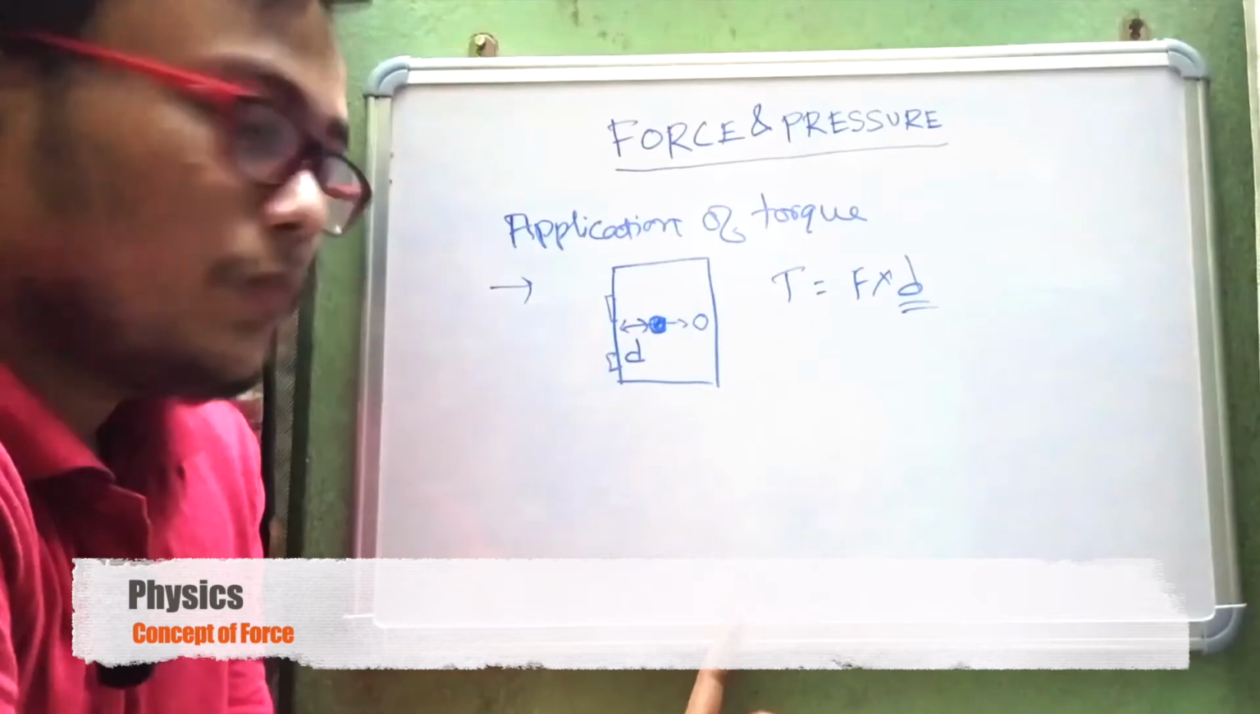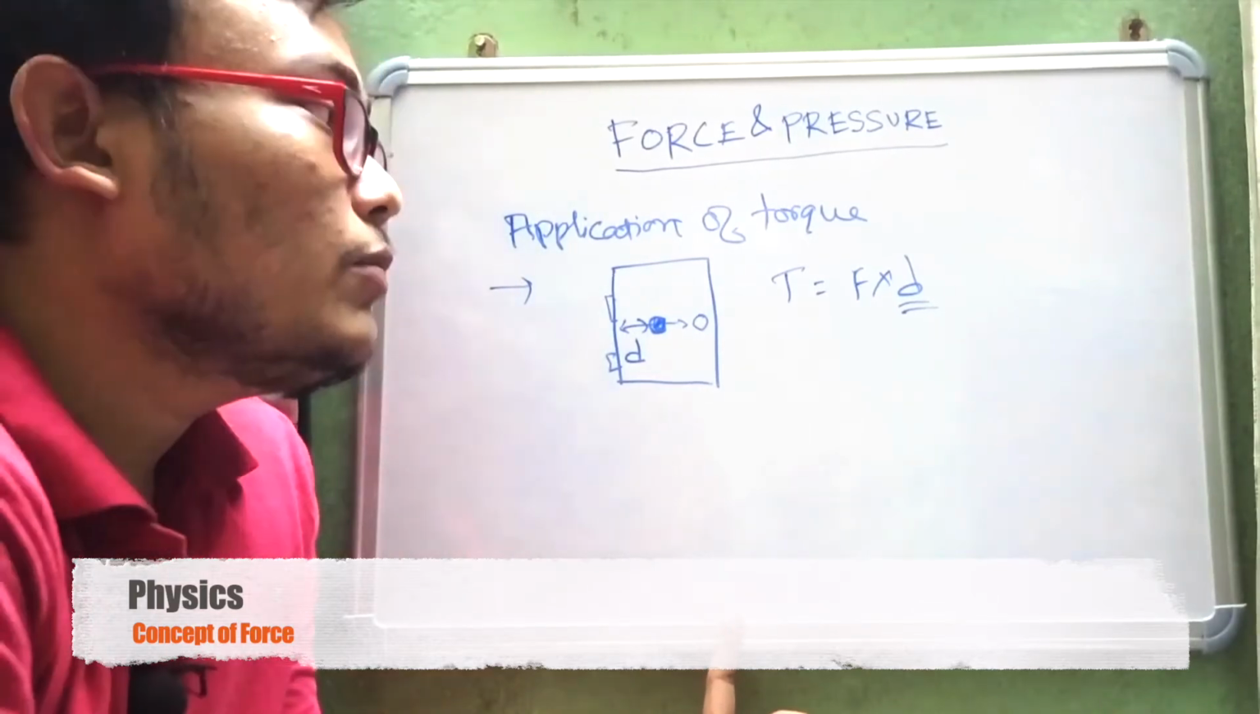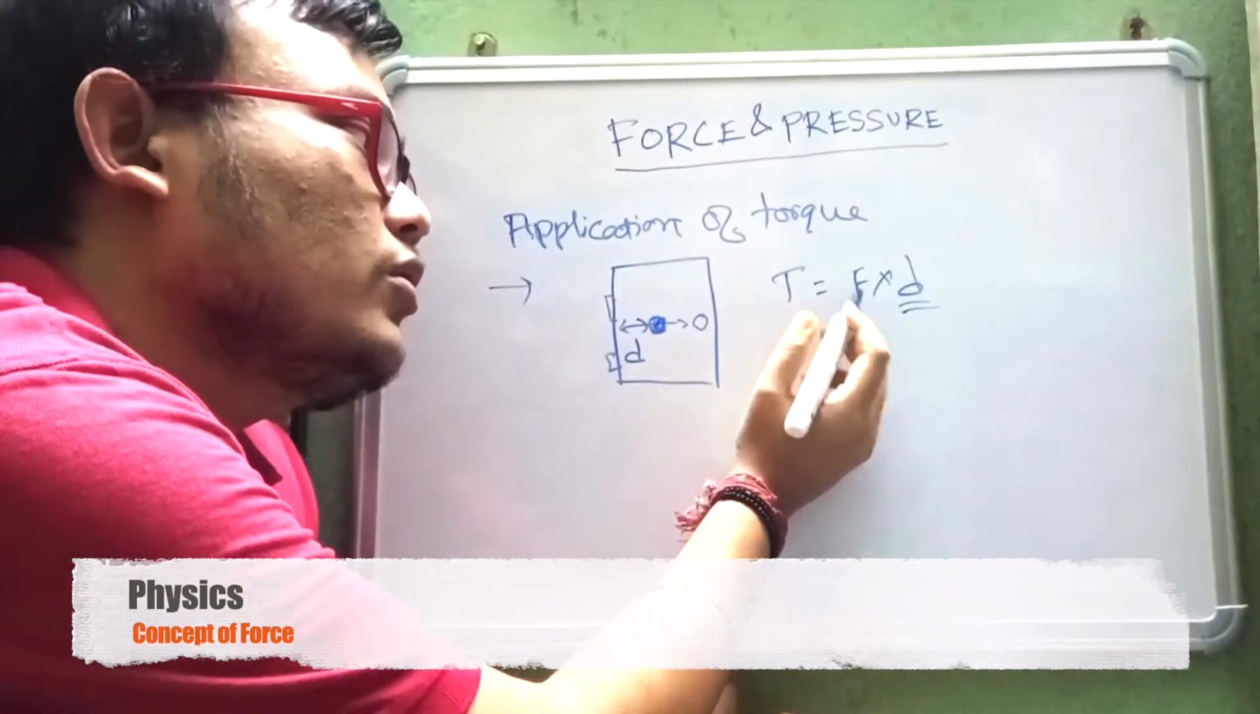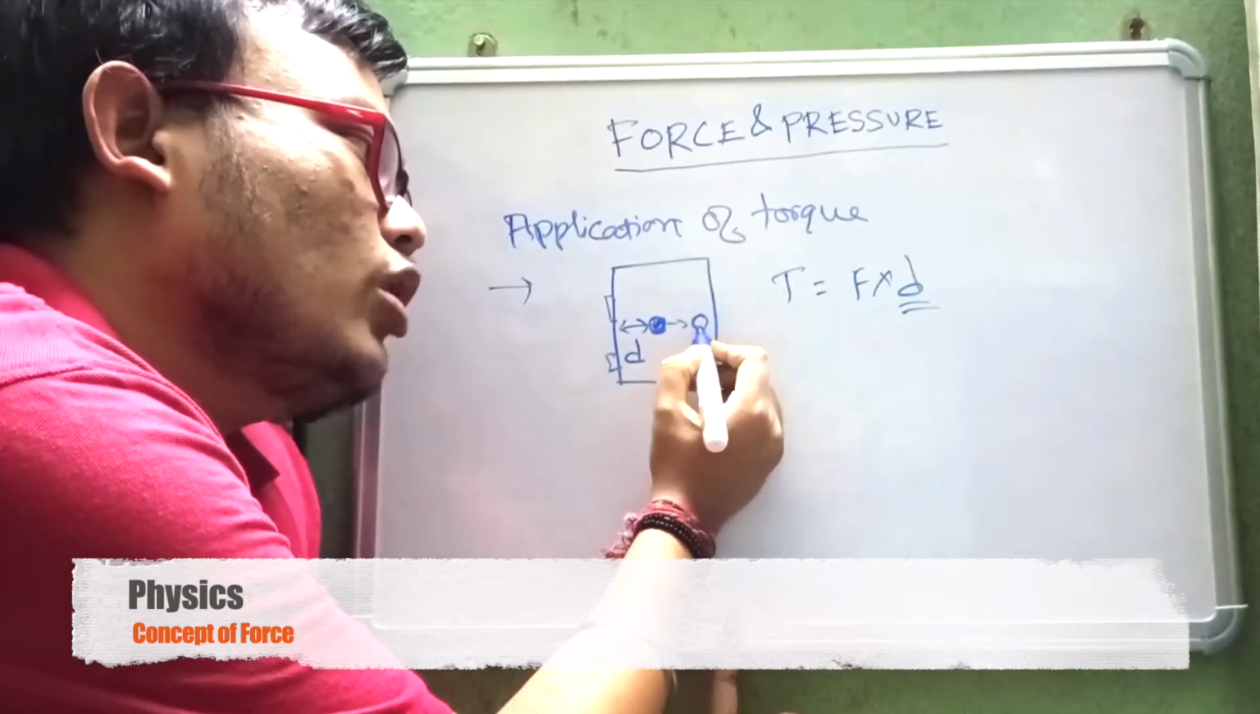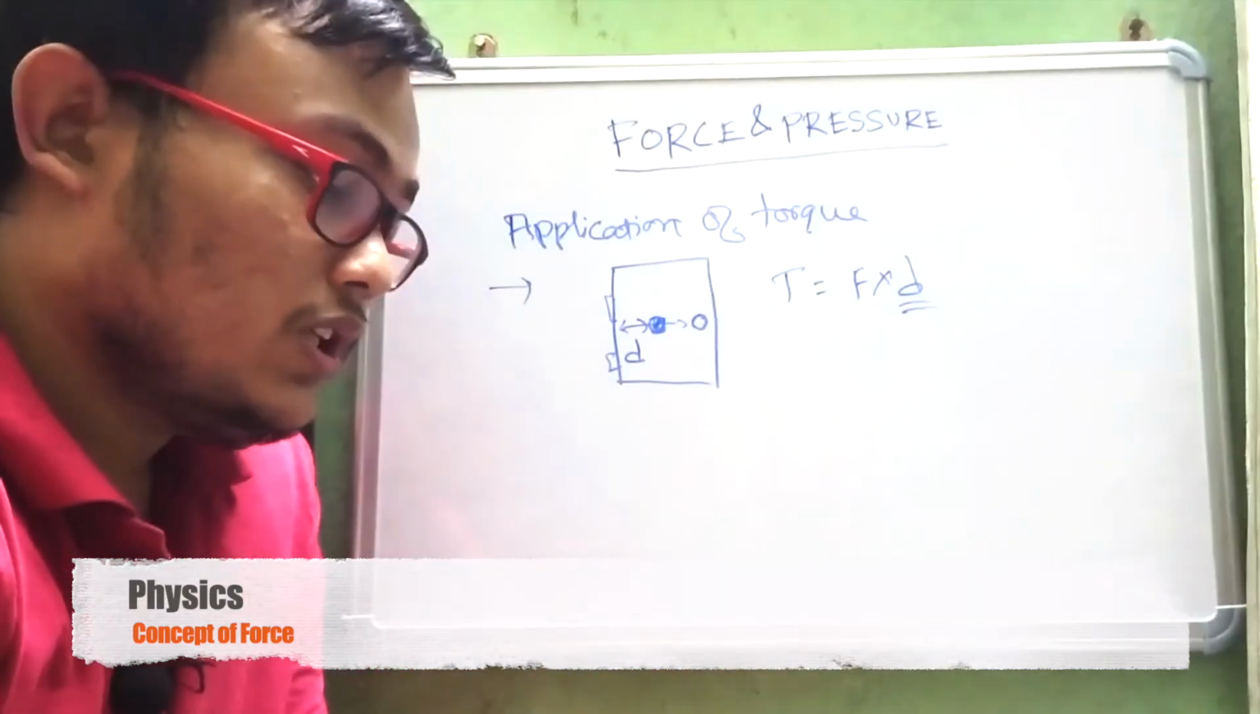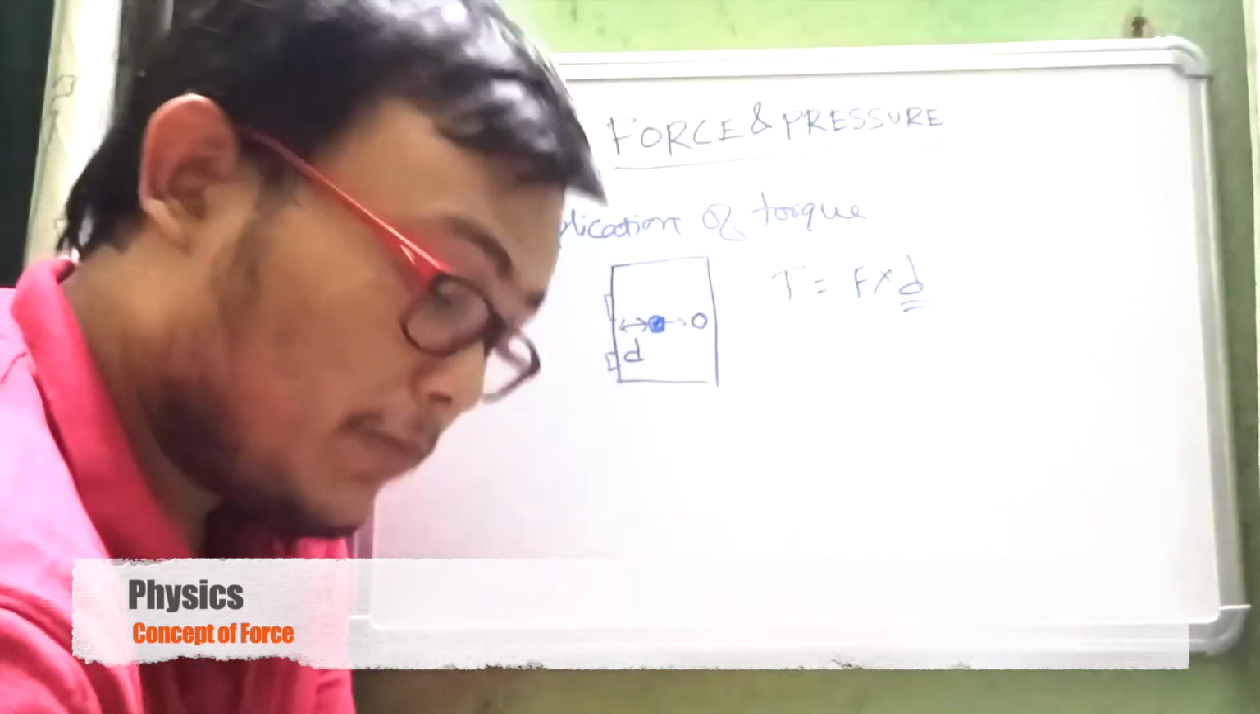So for opening the door, we have to apply much more force than if we place the knob at the extreme end. So this is one example application of torque.